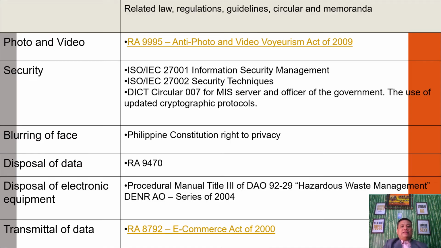Okay? These are the related laws, regulations, guidelines, and circulars or memoranda. For photo and video, see RA 9995. For security, ISO Information Security Management, Security Techniques, and the MIS server and officer of government, the use of updated cryptographic protocols. For blurring of faces, the Philippine Constitution, right to privacy. For disposal of data, RA 9470. For disposal of electronic equipment, the Procedure Manual, Title 3 of DAO 92-29, Hazardous Waste Management. And for transmitting of data, RA 8792 or the E-Commerce Act of 2000.